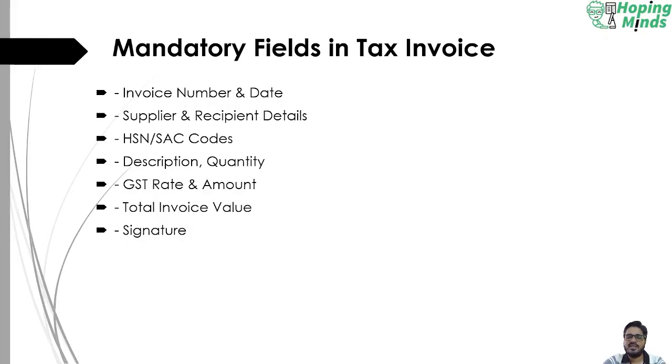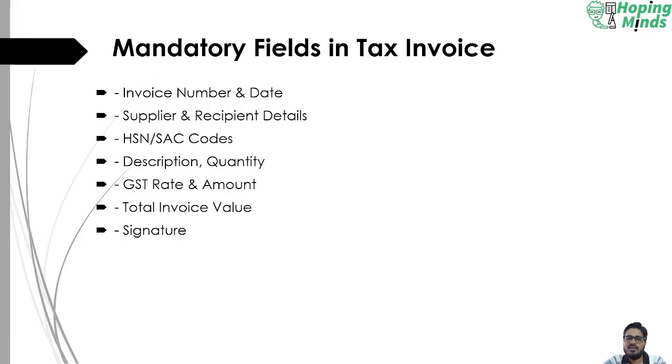Then HSN or SAC codes. The invoice must contain the 8-digit, 6-digit, or 4-digit HSN or SAC code, as the case may be, as per the rules. Description of goods. The invoice must contain a brief description of goods or services under the invoice. Then quantity and unit. The invoice should contain the quantitative data along with the unit of quantity. Then taxable value. The value on which GST is charged must be there.